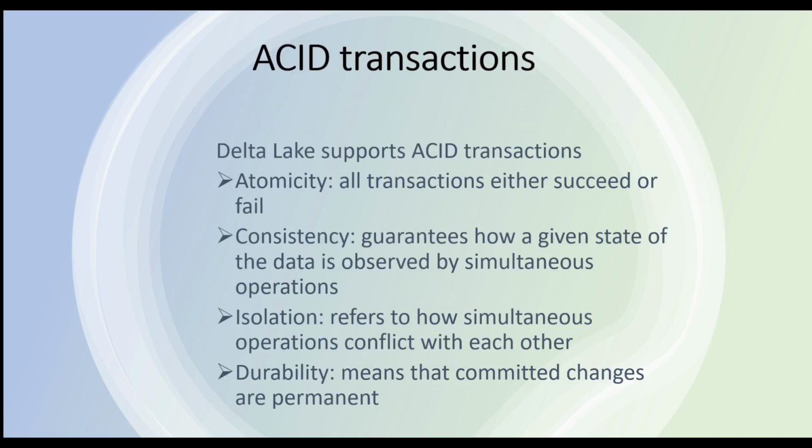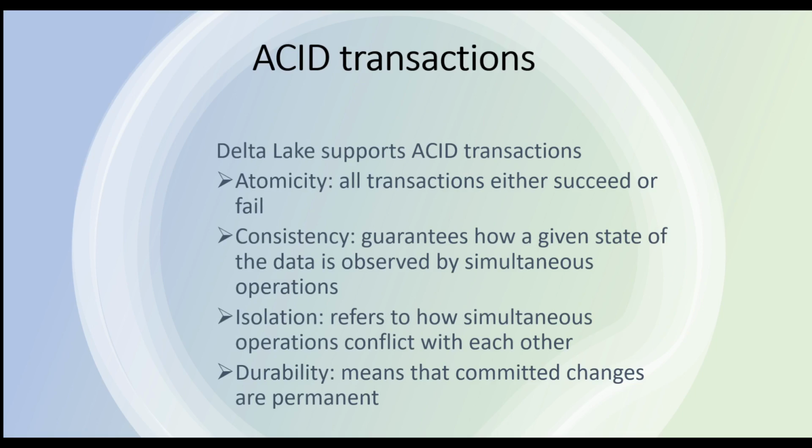It also supports ACID transactions. ACID stands for atomicity. That means all transactions either succeed or fail. C stands for consistency, that it guarantees how a given state of the data is observed by simultaneous operations. I stands for isolation. It refers to how simultaneous operations conflict with each other. And D for durability, which means that committed changes are permanent.